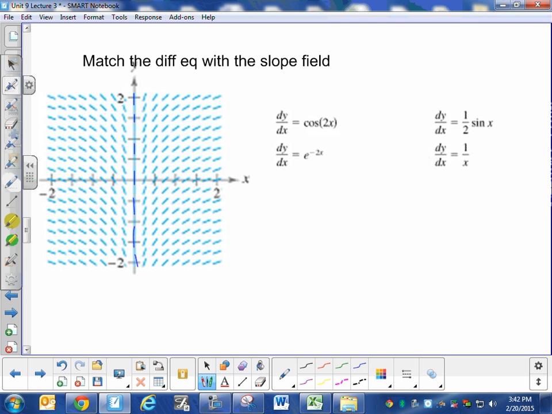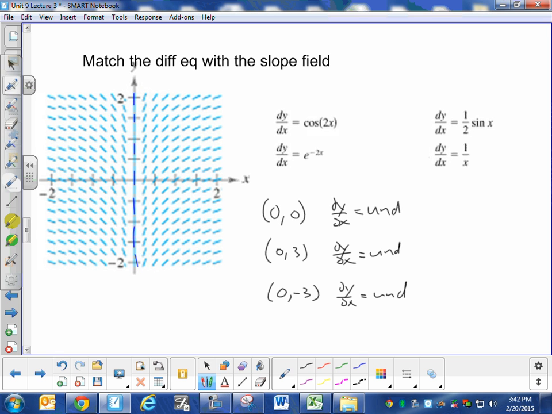So I know that at the point 0, 0, dy dx has to be undefined. I know at the point 0, 3, my dy dx has to be undefined. And at the point 0, say -3 or whatever number, dy dx has to be undefined. Which out of those 4 produces that situation?